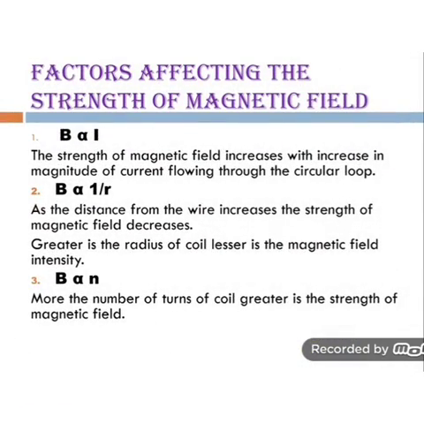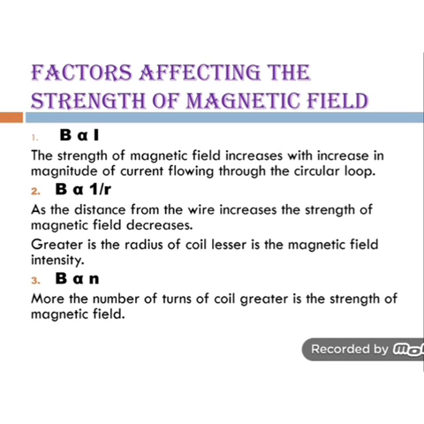The factors are: first factor, I, that is current. B is directly proportional to I, that is, magnetic field intensity is directly proportional to the magnitude of the current. That is, the greater the amount of current flowing through the coil, the greater the magnetic field intensity.